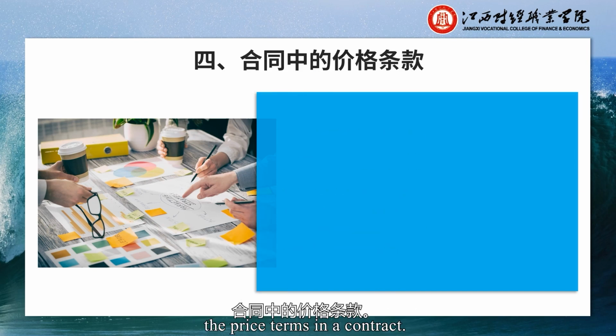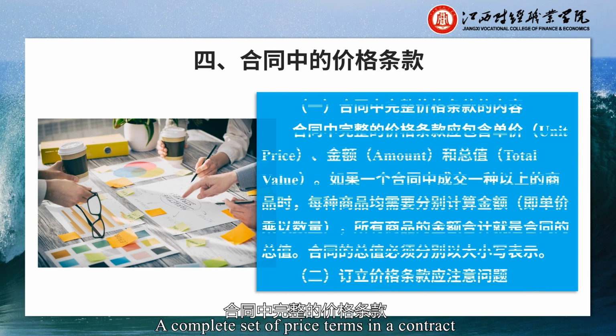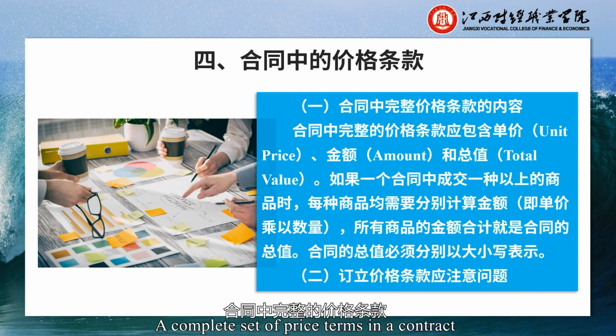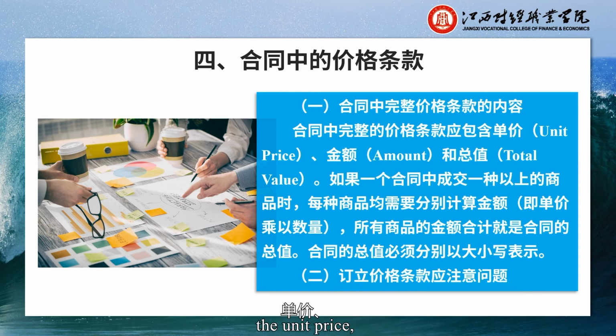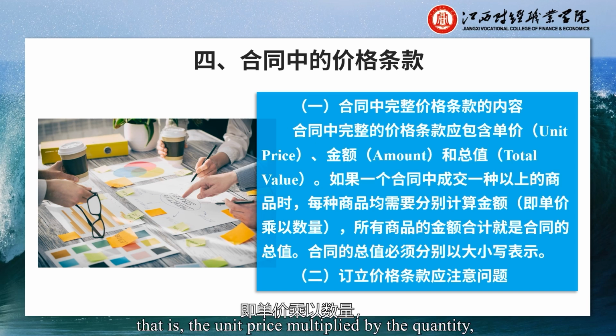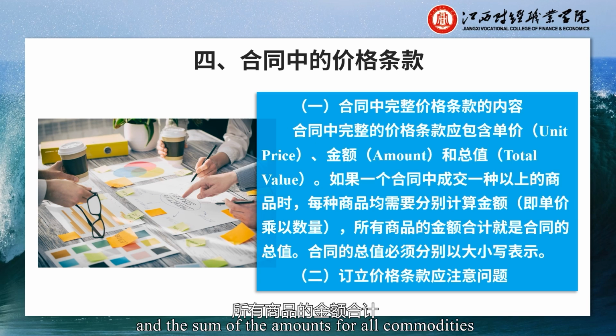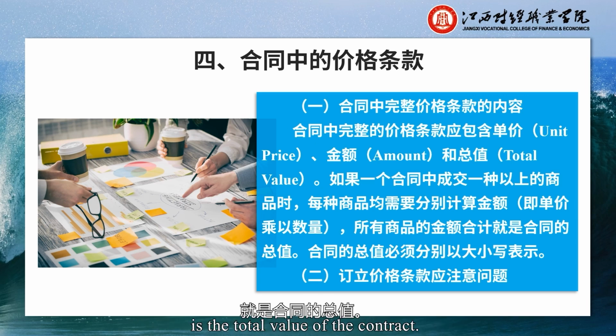We come to understand the price terms in a contract. A complete set of price terms in a contract should include the unit price, the amount, and the total value. If a contract involves more than one type of commodity, the amount for each commodity needs to be calculated separately. That is, the unit price multiplied by the quantity, and the sum of the amounts for all commodities is the total value of the contract. The total value of the contract must be expressed in both numerical and written forms.